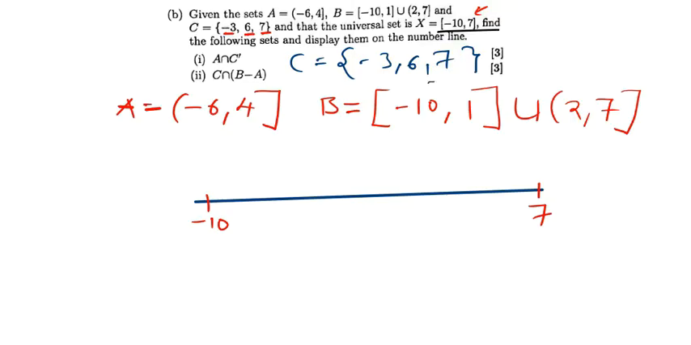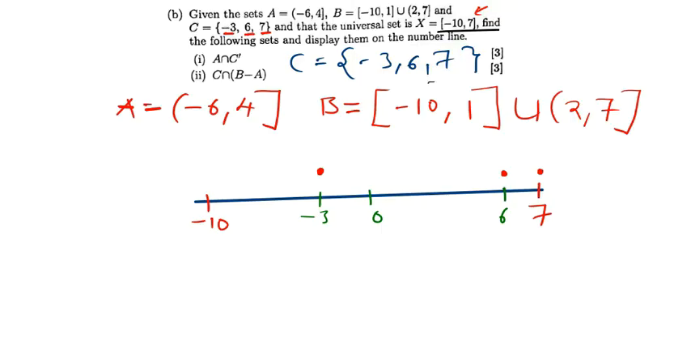So let's say we've got a 0 there. It's getting elements like negative 3, 6, and 7 itself. So if I was to show set C on the number line, those would just be points: negative 3, 6, and 7. Those are distinct, finite elements representing C.